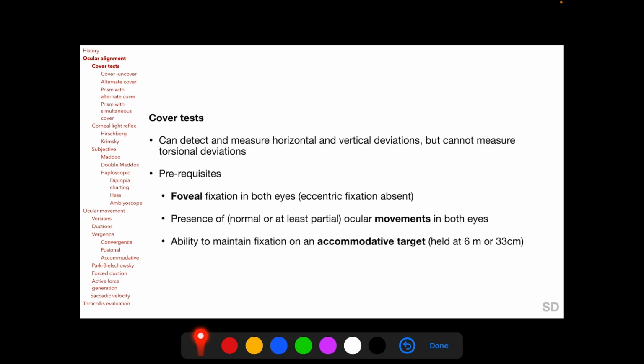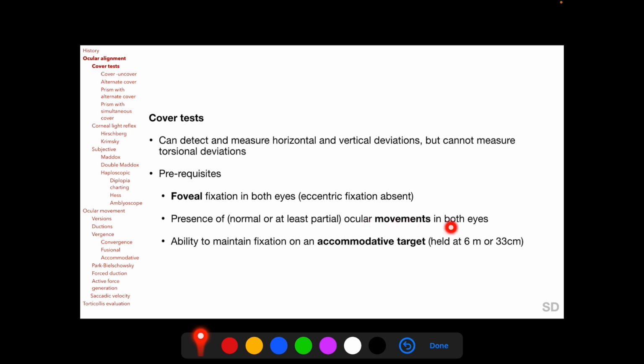Tests for ocular alignment can be grouped into cover tests and corneal light reflex tests, which are objective tests, and subjective tests for ocular alignment. Cover tests can detect as well as measure horizontal and vertical deviations, but cover tests cannot measure torsional deviations. For cover tests to reveal the status of ocular alignment in a patient, the patient must have foveal fixation in both the eyes. In a patient with eccentric fixation, cover test is liable to give erroneous results.